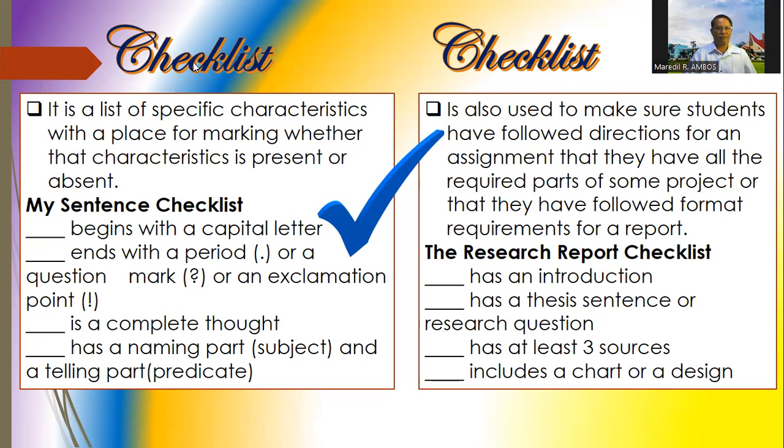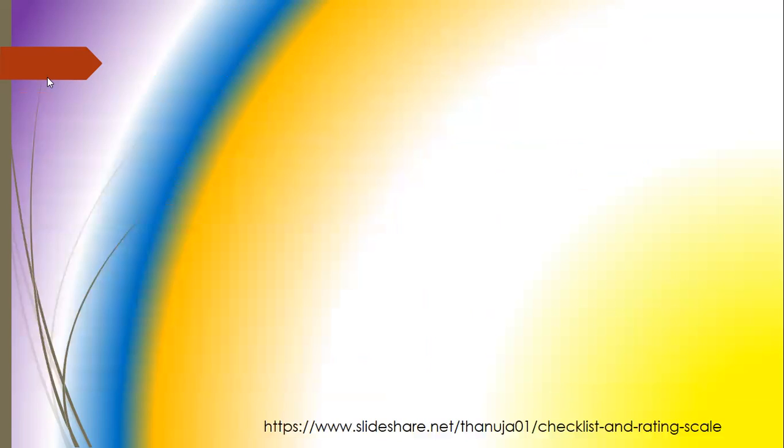Another definition of the checklist is that it is also used to make sure students have followed directions for an assignment, that they have all the required parts of some project, or that they have followed format requirements for a report. For example, this is the research report checklist. A research report should have an introduction, a thesis sentence or a research question, at least some resources, and it includes a chart or a design. These are the characteristics of the research report that we can have.